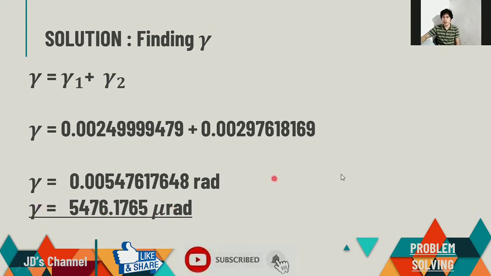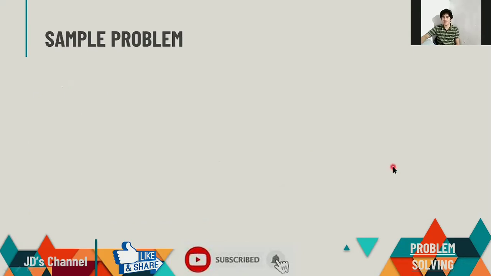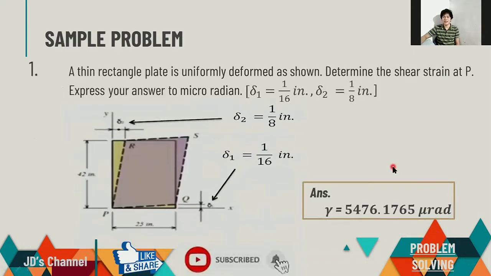Tingnan natin kung tama ba yung ating sagot. Ayan, check natin. Ayun, so tama naman tayo, class. 5476.1765 microradian. Okay, so that is our sample problem number 1.